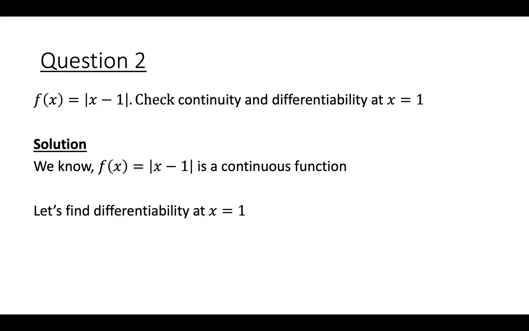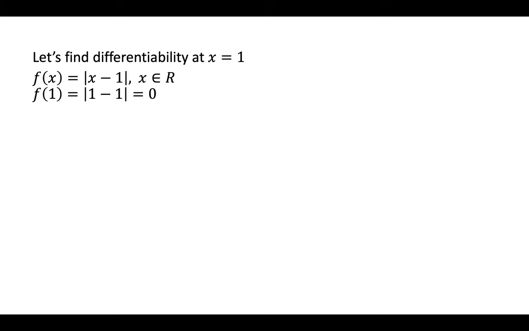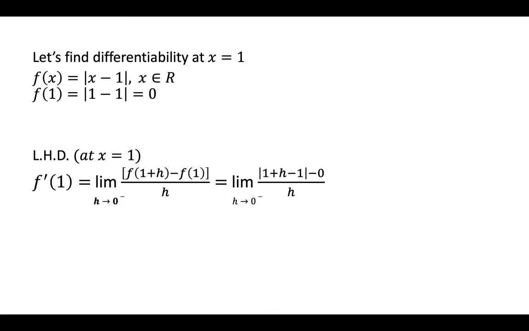f of x equal to modulus x minus 1 and domain of f equal to R, f of 1 equal to modulus 1 minus 1 equal to 0. So for differentiability, we will first find out left hand derivative and right hand derivative. Left hand derivative at x equal to 1, f dash 1 equal to limit h tends to 0 negative, f of 1 plus h minus f of 1 upon h, and this equal to limit h tends to 0 negative, modulus 1 plus h minus 1 minus 0 upon h.